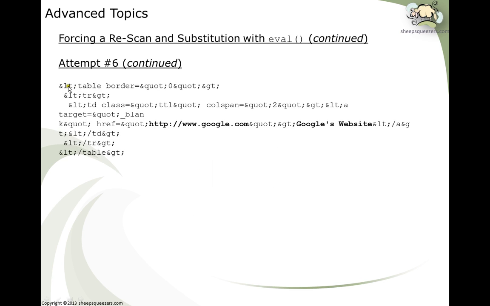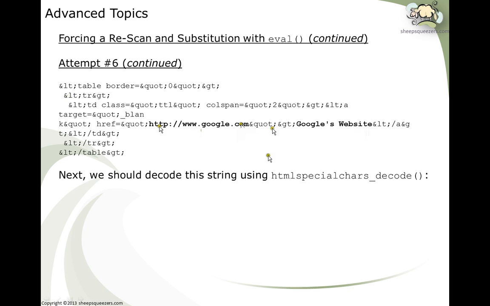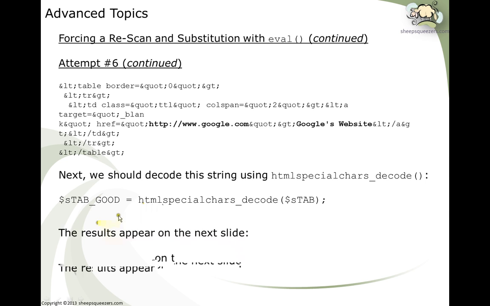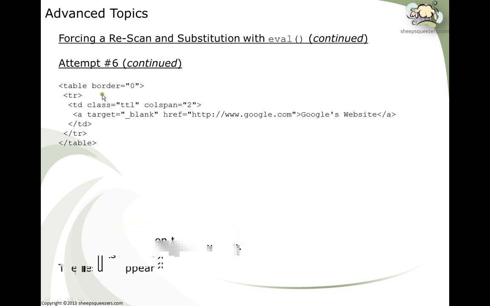Now this looks a bit of a mess because we've encoded it, but if you take a look at the highlighted stuff here, here is the replaced URL, here is the replaced website name. So far, so good. Now, what do we have to do? We've got to uncode it. So we've got to decode it using htmlspecialchars_decode. Going to create a variable $Stab_good, and the results appear on the next slide. Bada boom, bada bing. You get exactly what you want.